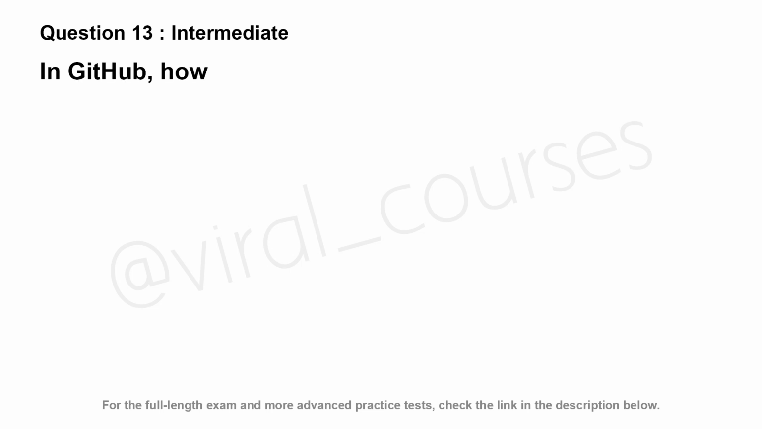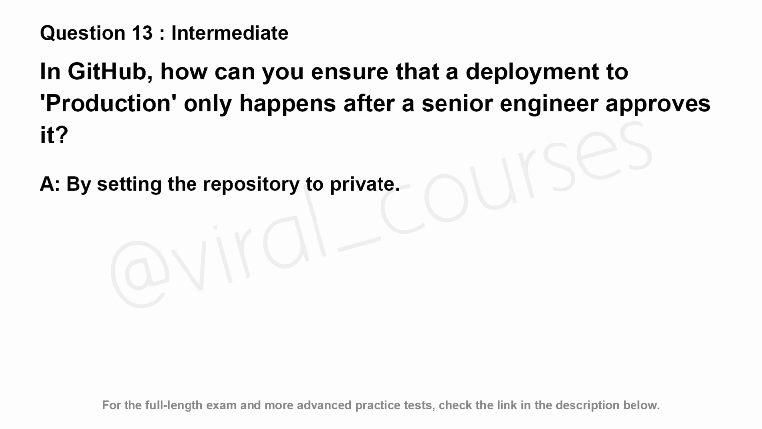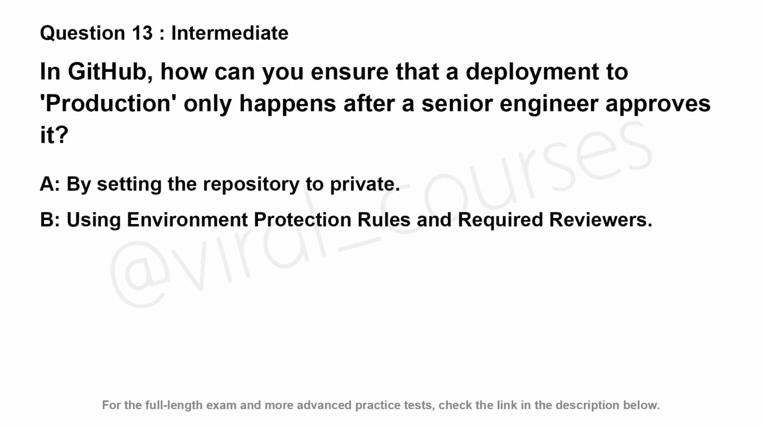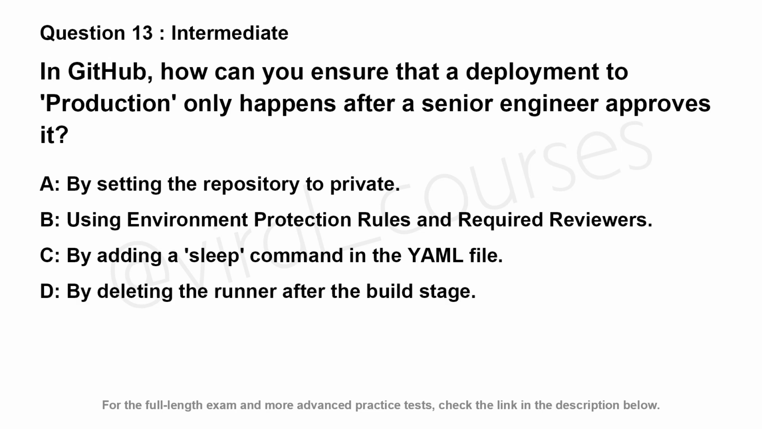In GitHub, how can you ensure that a deployment to production only happens after a senior engineer approves it? Option A. By setting the repository to private. Option B. Using environment protection rules and required reviewers. Option C. By adding a sleep command in the YAML file. Option D. By deleting the runner after the build stage.